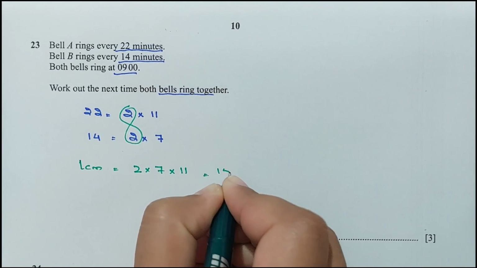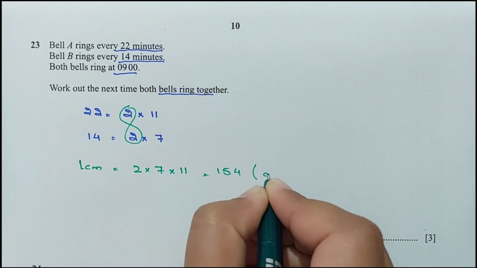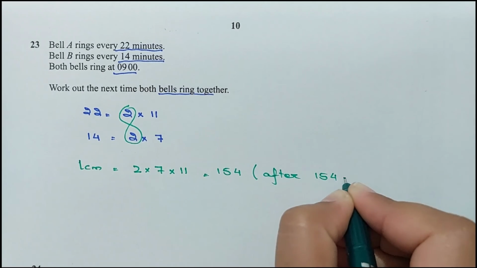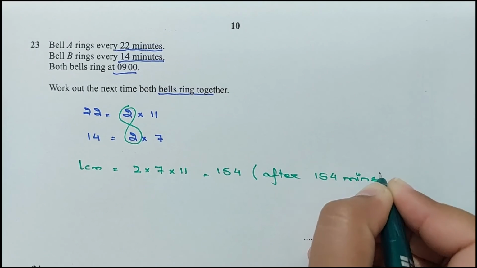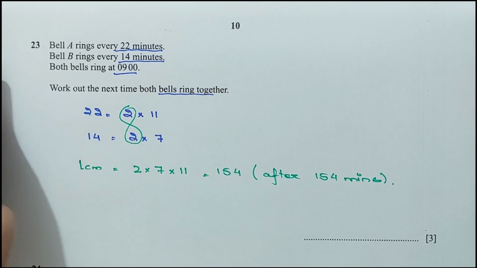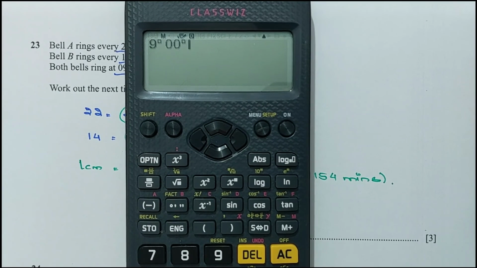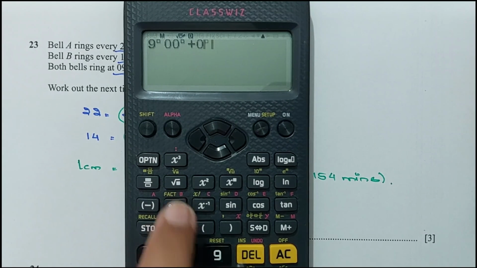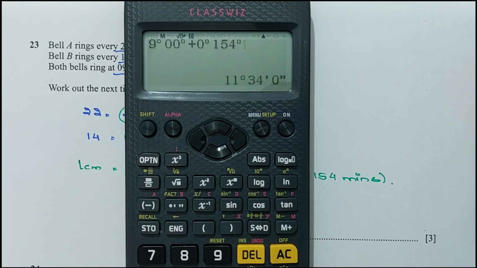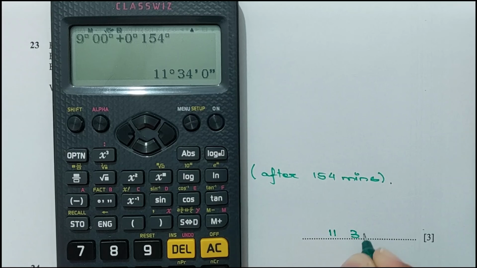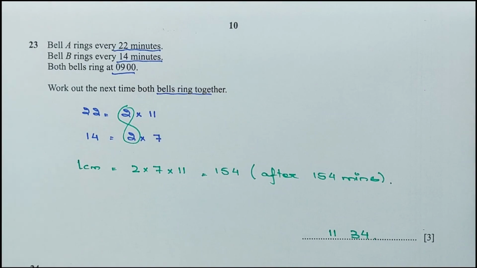So 154, it means after 154 minutes we can say both bells ring together, right? So the first time is 9. And the next is we have to add 0 hour and 154 minutes. That is at 11:34. At 11:34, both bells ring together after 9.